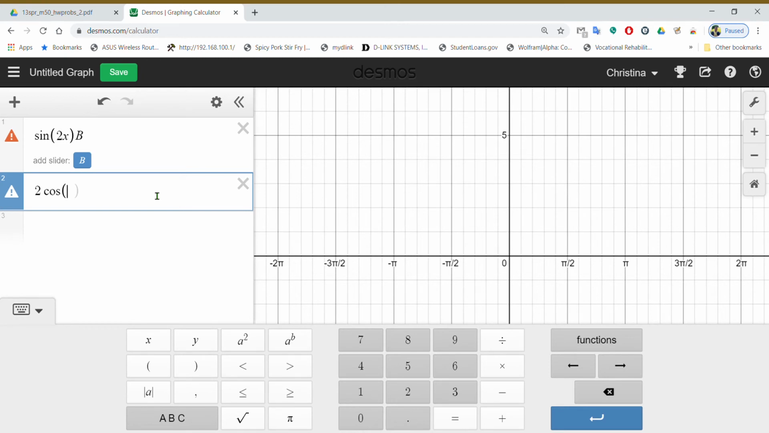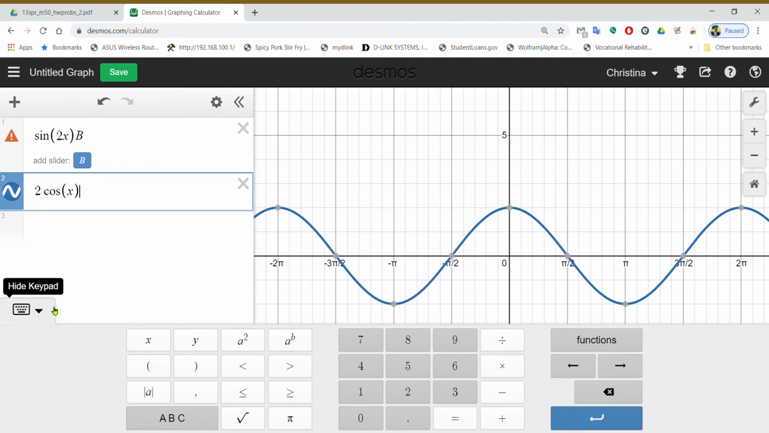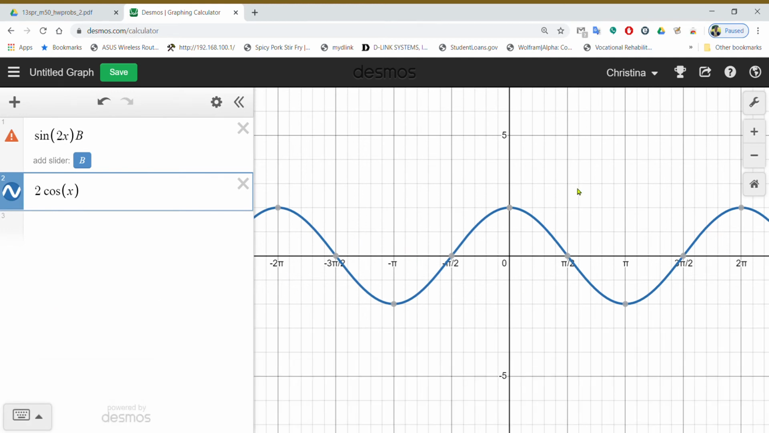So this said 2 cosine, and it just had x on the inside. So let me type x and close it. So there's the second graph. Notice there's not as many waves on this one here, okay? And the other nice thing is we don't have to keep retyping the parameters since we already did it. So if we just continue typing in our answer choices, we have everything set.